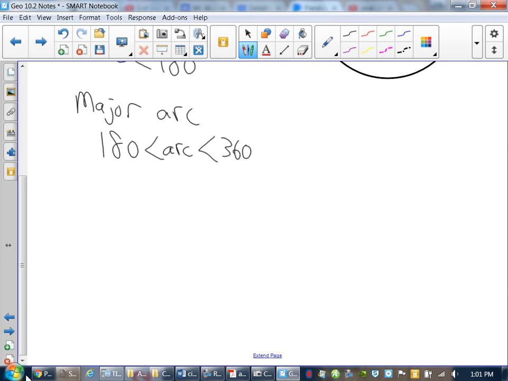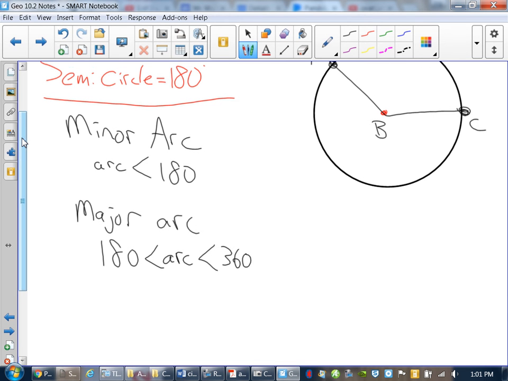Right? So you have major arc is greater than 180 but less than 360. Minor arc is less than 180. Minor arcs are usually 2 letters. More often than not, minor arcs begin with 2 letters. Major arcs would be given predominantly with 3. Okay, it's given with 3 letters because it's telling you to go a different direction. 2 letters means go the shortest distance. 3 letters means go the long way.